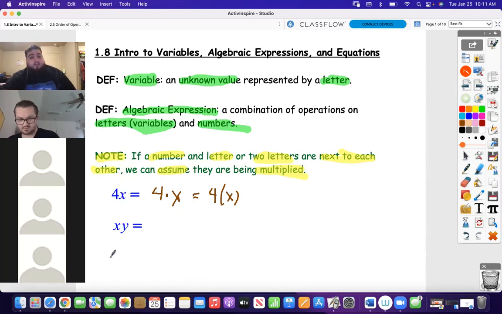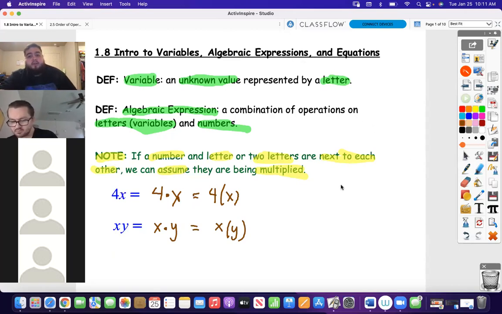Now xy, those are two variables as well. They're next to each other. Guess what? They are being multiplied. Now, there's two ways to define multiplication in college. We have this little dot to show multiplication, and then also parentheses, guys. I do want to go away with the different type of multiplication.